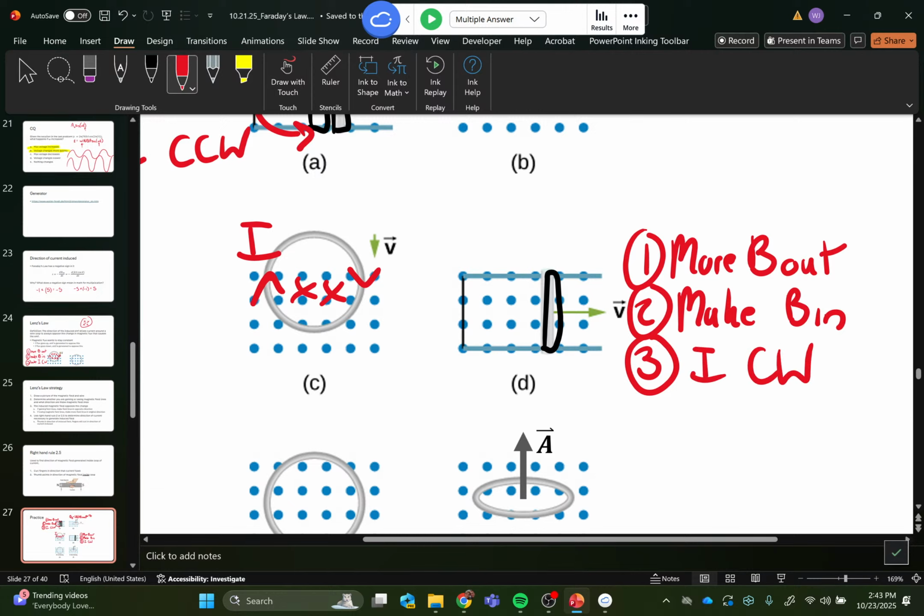All right, so there's the answer. I'm getting more field lines out. I don't like that. So I'm going to make some B in to cancel it out. That makes clockwise current. How do I know that I'm getting more B out? Imagine the rod's over here. Now there's more dots inside it. More dots means more.